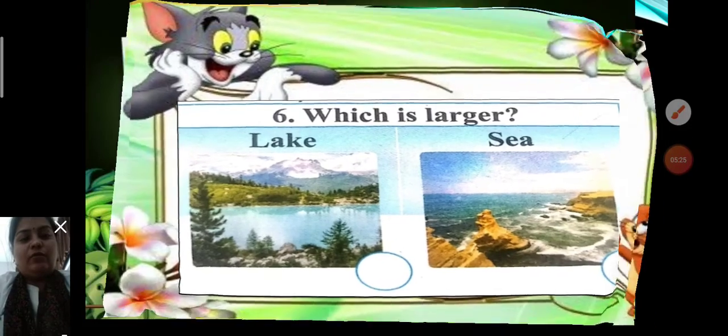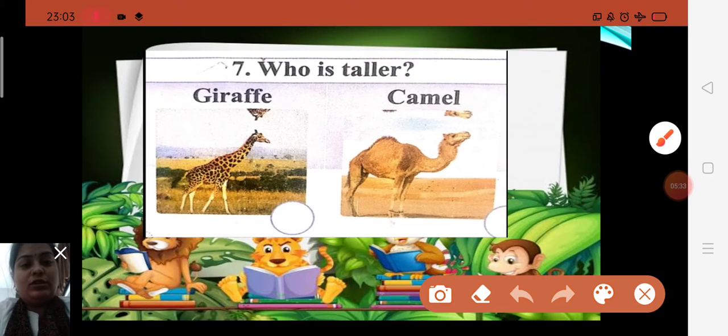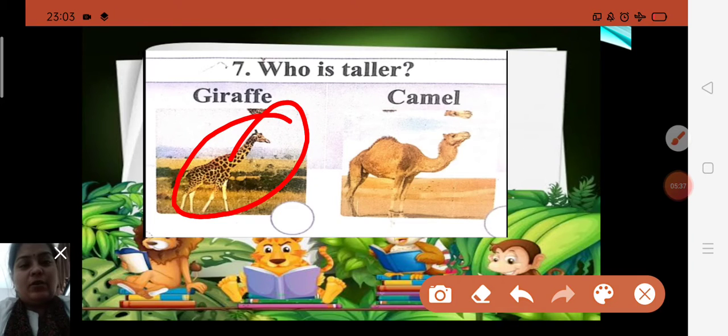Okay, now move to the next. Which is taller? Which is taller? There is a comparison between two animals, and already you also know, children, that the giraffe is called the tallest animal on land. And what is being asked is taller, so which will be the taller? Yes, the giraffe. So there you will have to write that the giraffe is the taller animal.